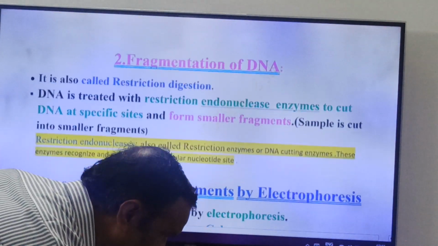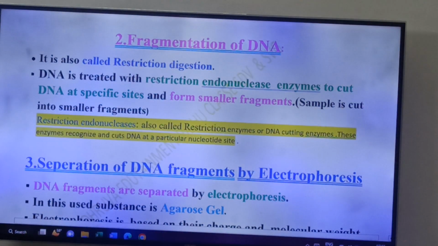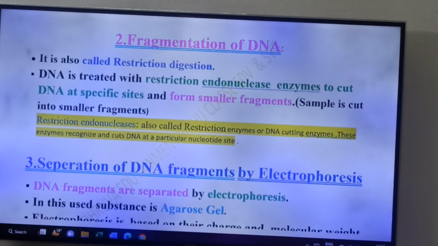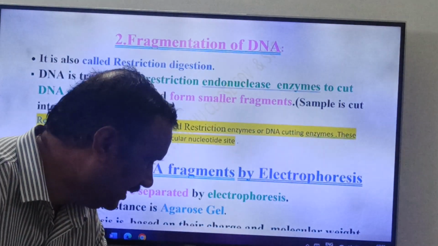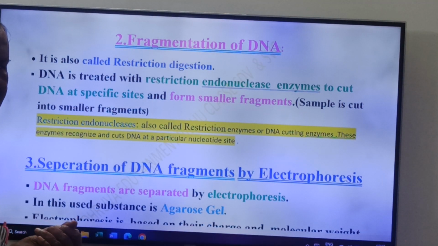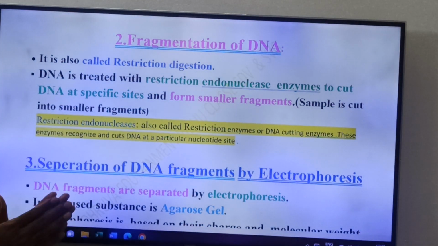Now see, friends, the second one, fragmentation of DNA. So now we obtained DNA, friends. Now you have to make it into pieces, into fragments. So it is also called restriction digestion. Friends, fragmentation of DNA is also called what, friends? Restriction digestion. Why are we calling it restriction digestion?